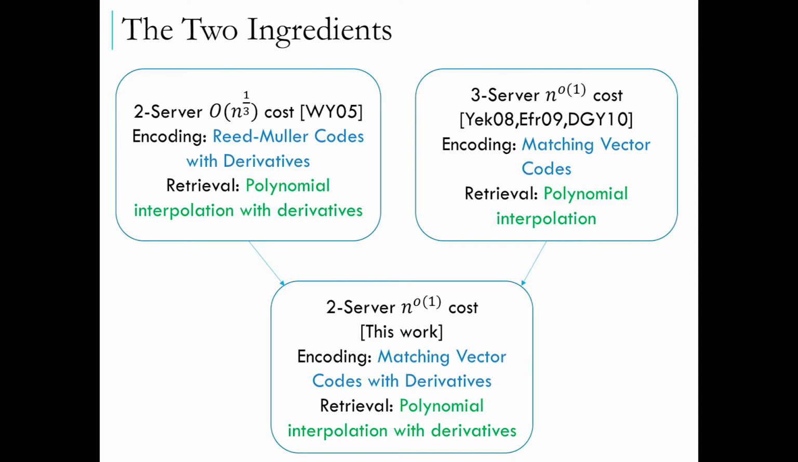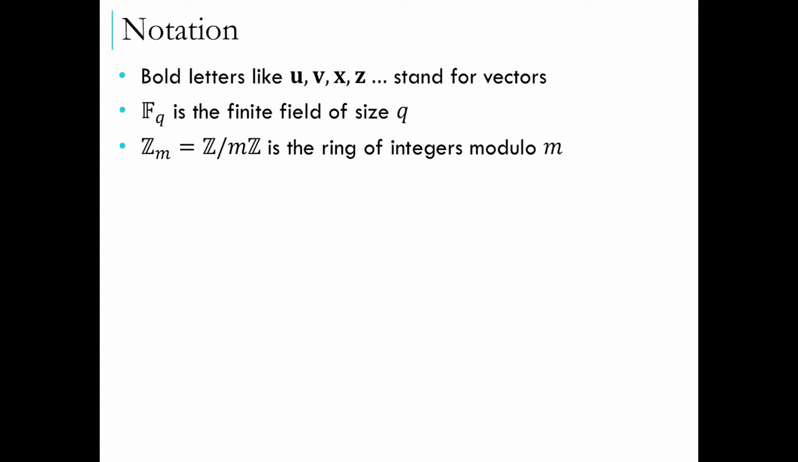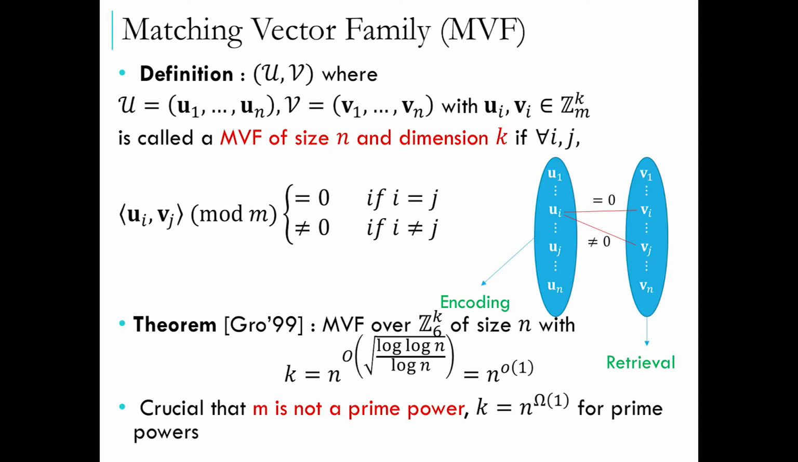So a bit of notation. I'll use bold letters like U, V, X, Z to denote vectors, F_q is the finite field of size q, and Z_m, which is Z mod mZ, is the ring of integers modulo m. Okay. So the core, the heart of the constructions is this combinatorial notion called a matching vector family.